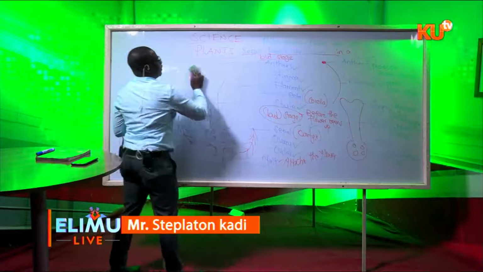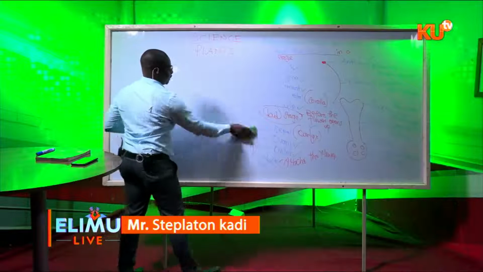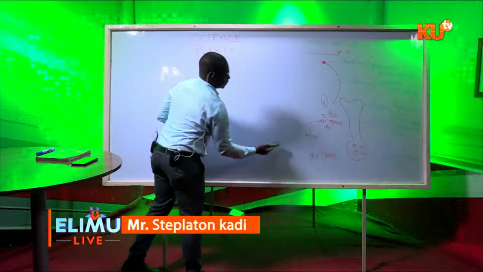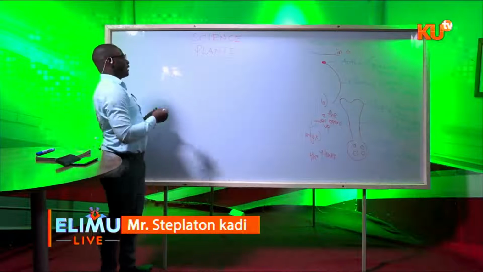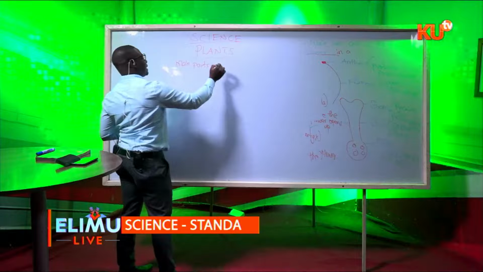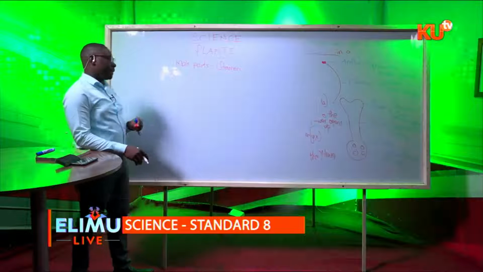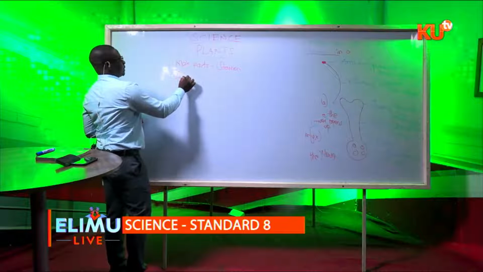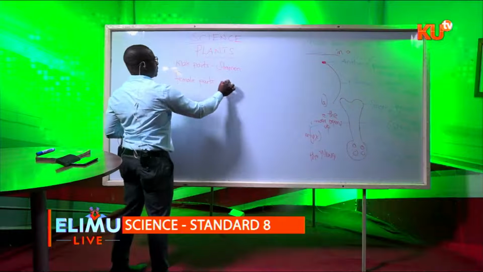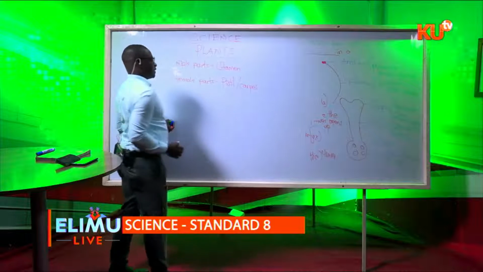Male parts of a flower are given one name, and the female parts of the flower have one specific name. So the male parts of the flower will be called stamen. Stamen, those are the male parts of the flower. The female parts of the flower will be called pistil, or the carpels.